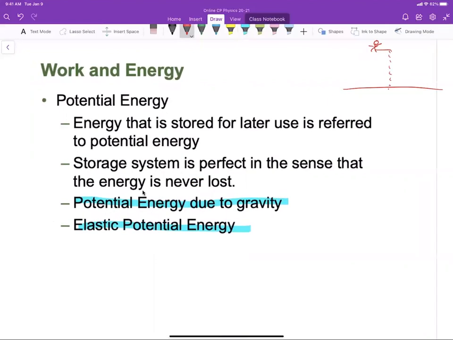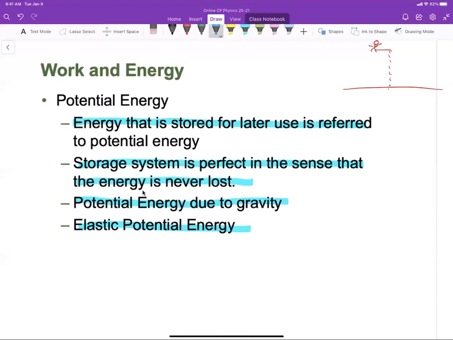So this potential energy is a new energy. It is also in units of joules, but it's an energy that is stored for later use. This person climbs up to the top of that cliff, and even though she has no kinetic energy, she has gained some type of energy that is stored. She has the potential to do something with all that stored energy. This is a perfect storage system, in the sense that the energy is never lost. We can't lose, create or destroy energy.